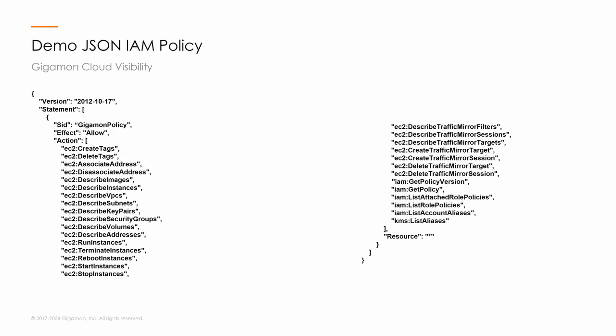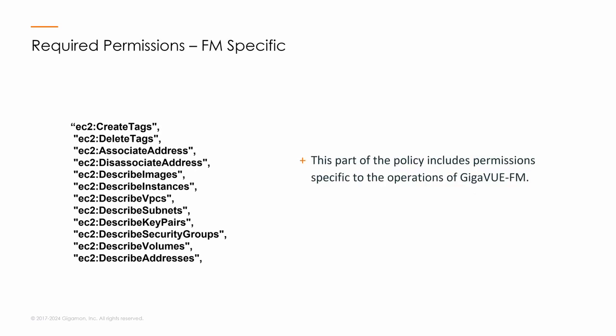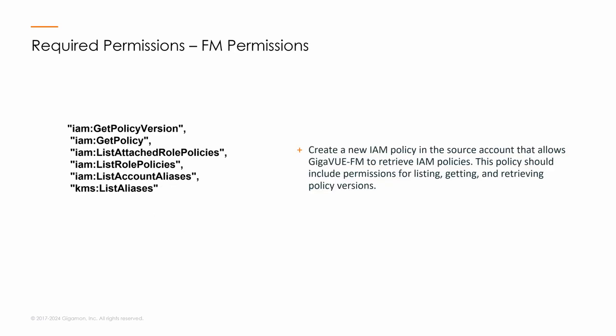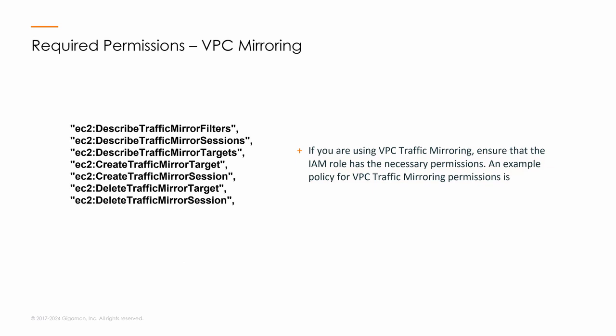Let's go ahead and take a look at the policy. Here's an example policy that I pulled, and this one is in our documentation. What you're seeing here is for basic traffic mirroring. There are specific elements in each part of that policy for different functions to work. What you're seeing here is what's required for FM to communicate properly within your environment. And then for VPC mirroring, it requires these elements. If you're missing any of these elements, your solution will not work.